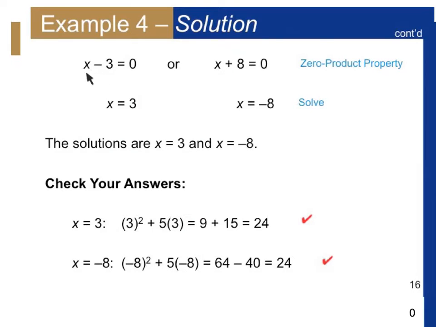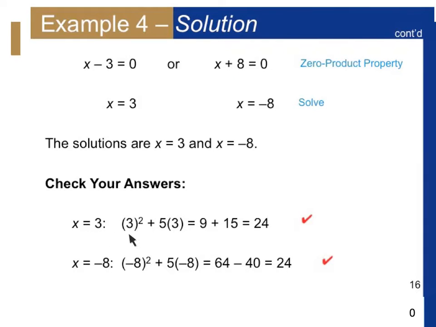Okay, so we take each factor and set them equal to 0. So we had two factors, x minus 3 times x plus 8, right? So we could say x minus 3 equals 0, gives us x equals 3, or x plus 8 equals 0, gives us x equals minus 8. Okay, so we have two solutions, x equals 3, x equals minus 8.